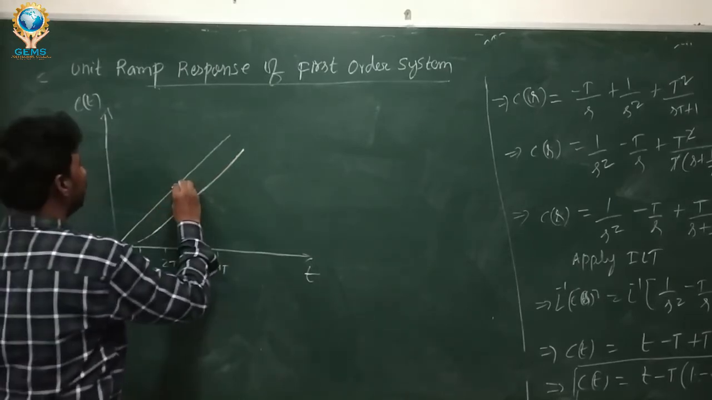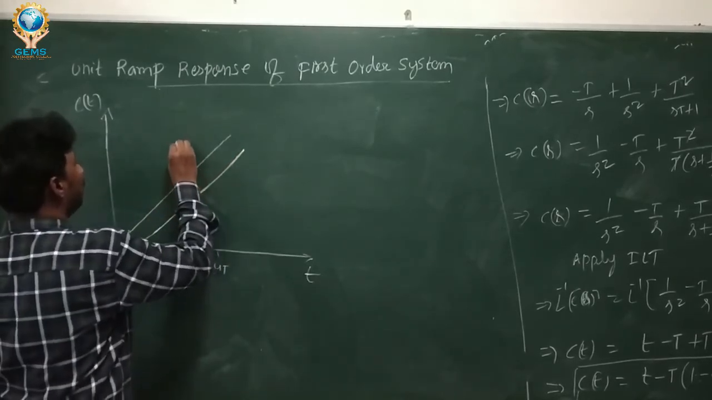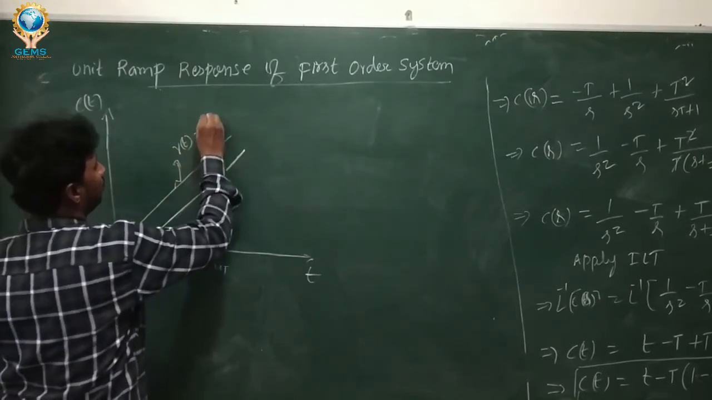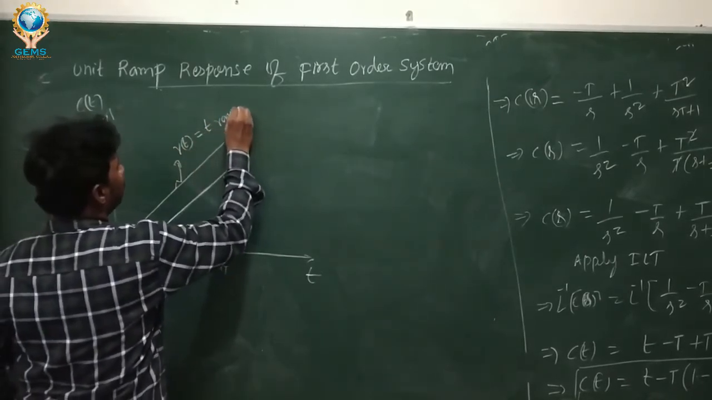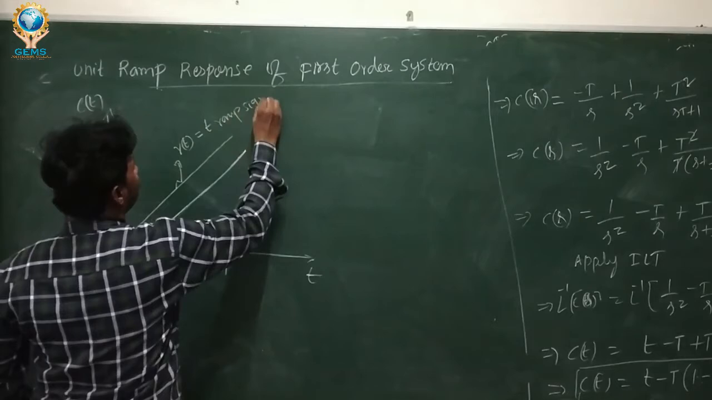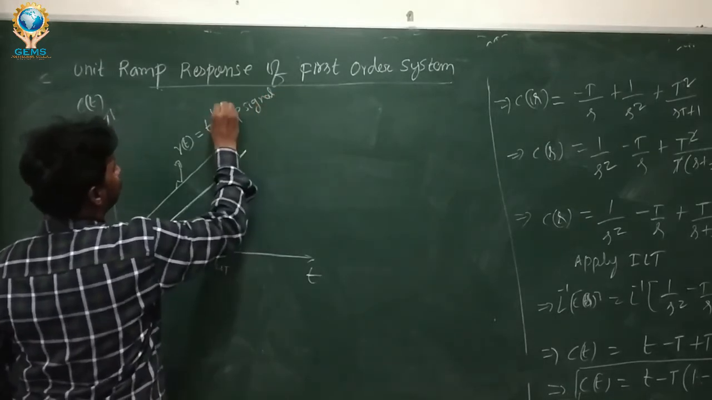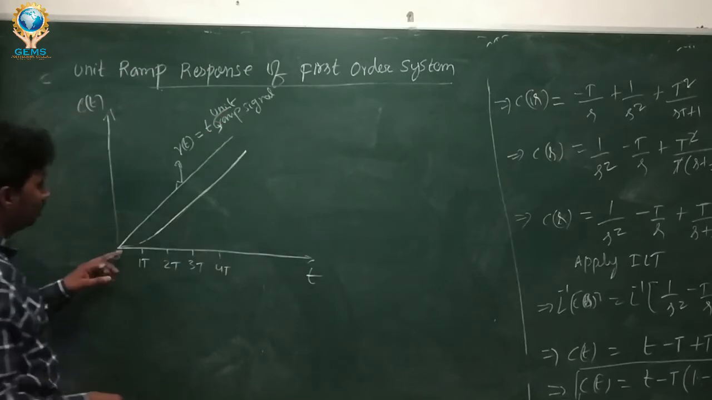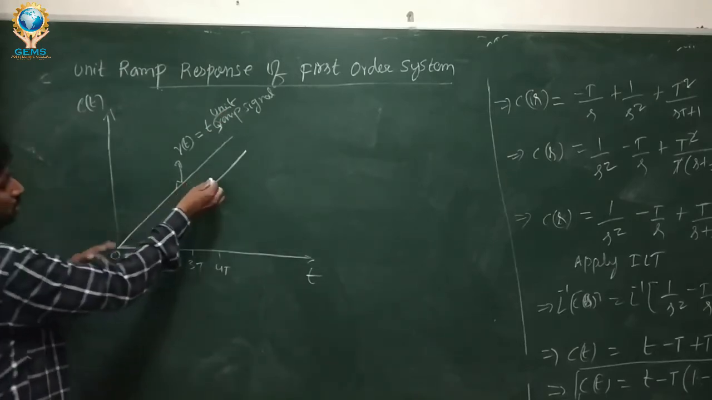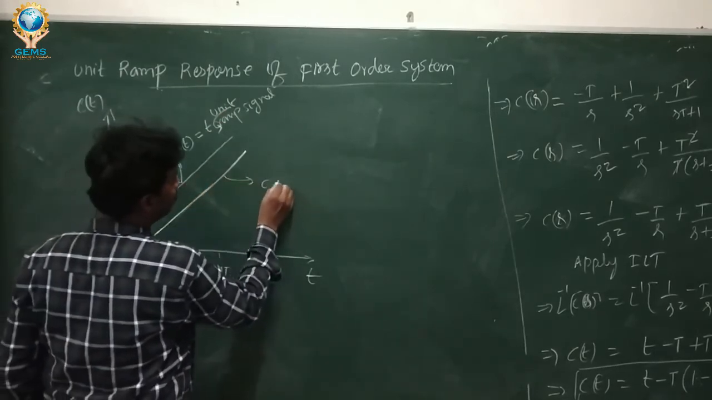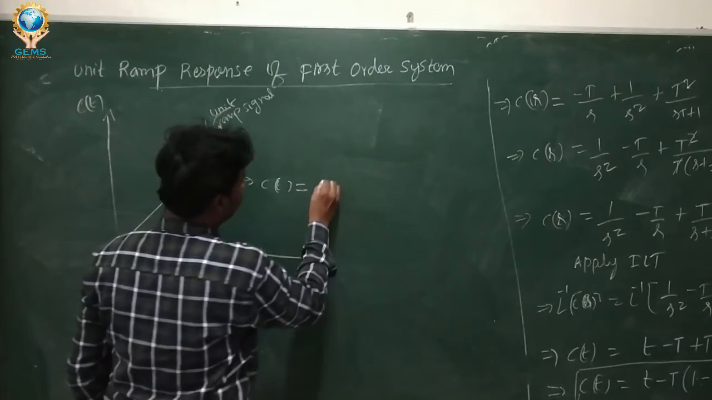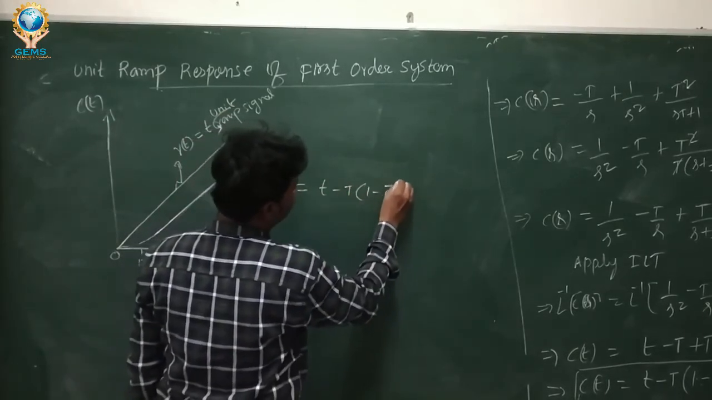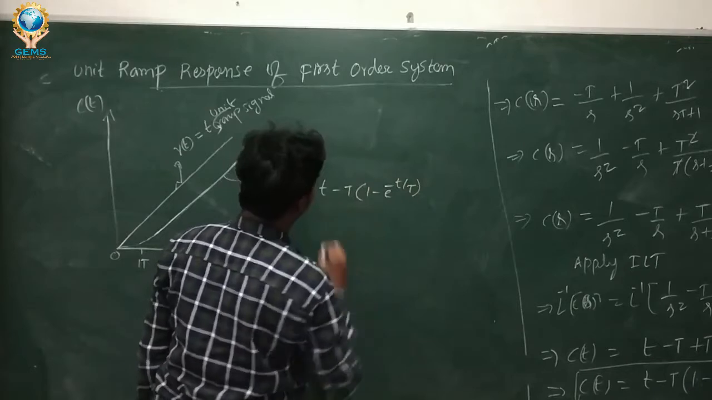So this is your ramp signal, that is R of t. R of t is equal to t, the unit ramp signal. And this is your response, c of t is equal to t minus capital T times (1 minus e raised to minus t by T).